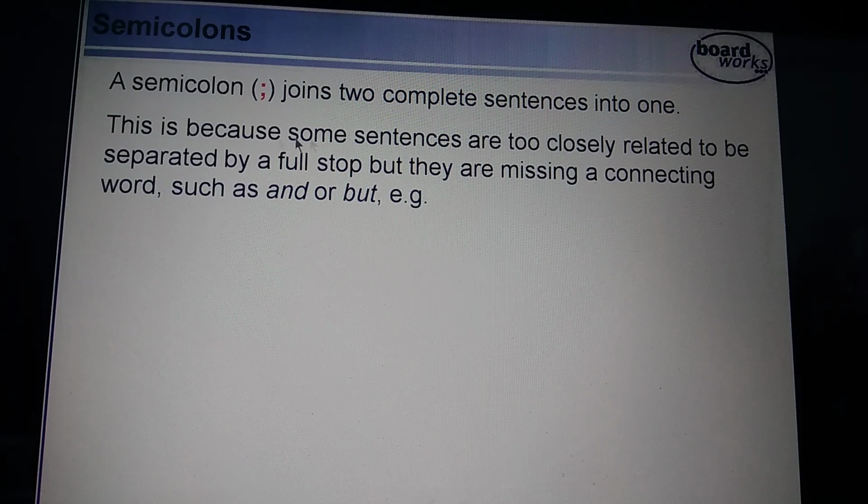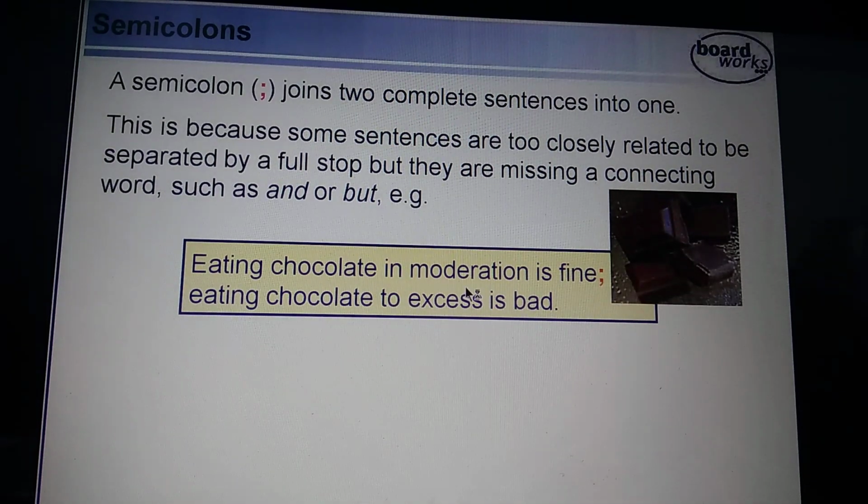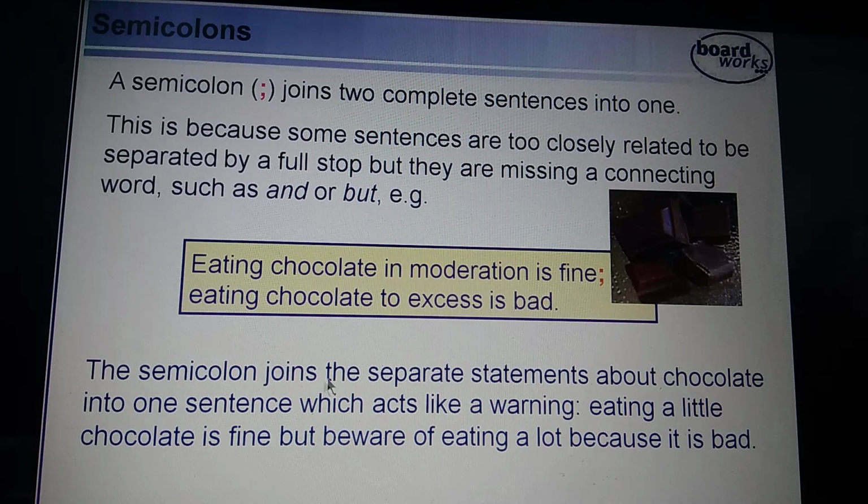This is because some sentences are too closely related to be separated by a full stop, but they are missing a connecting word such as and or but. For example, eating chocolate in moderation is fine. We could use but here, but eating chocolate to excess is bad. So, omitting that conjunction but, we're using a semicolon because these two sentences are too closely connected to be separated. The semicolon joins the separate statements about chocolate into one.